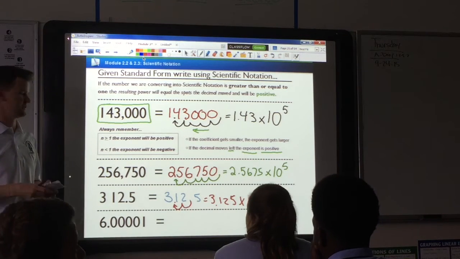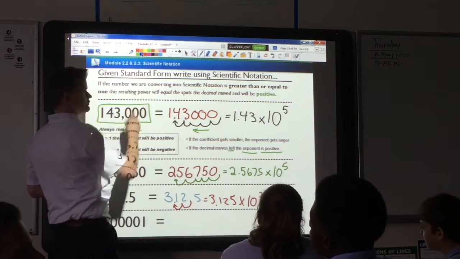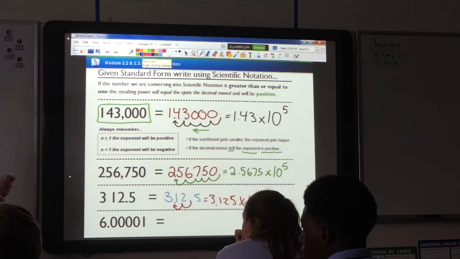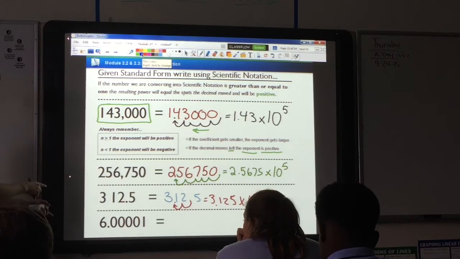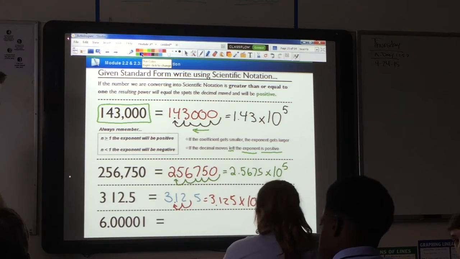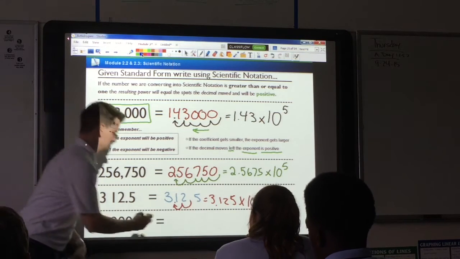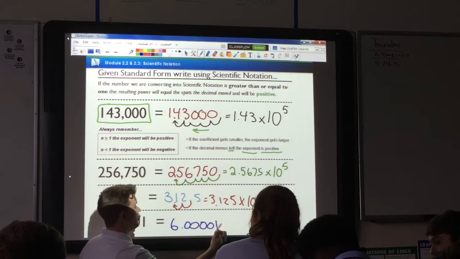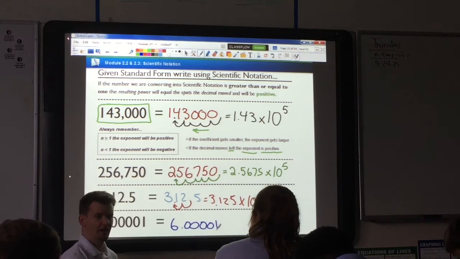Laura, look here. You may not want this problem because this one's going to make you think a little bit. We're going to write out our number. It's going to be 6.00001, right? And you need to make sure that you have a good coefficient.